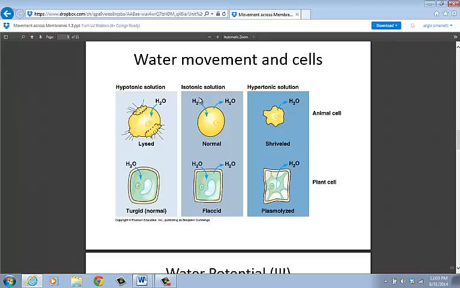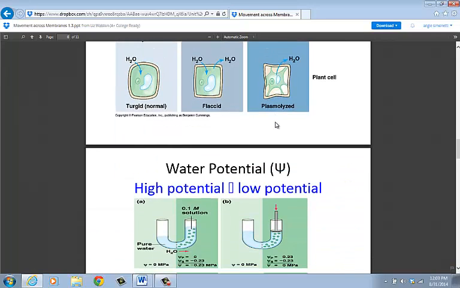An isotonic solution, you have water going in and water coming out. This is a normal type of cell. And then a hypertonic solution, the cell is shriveled up.